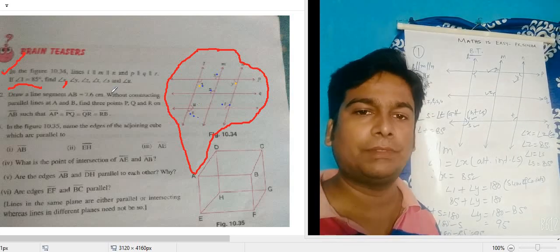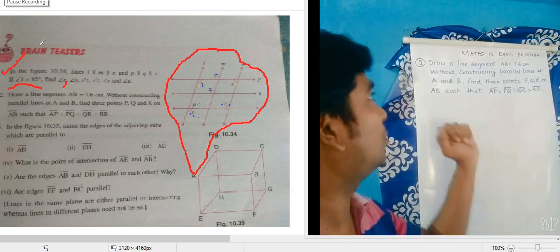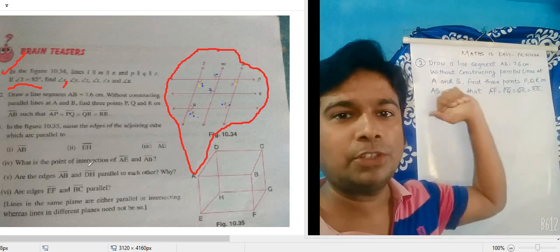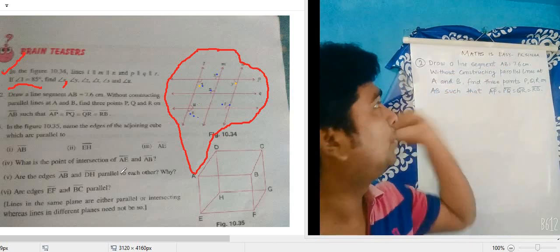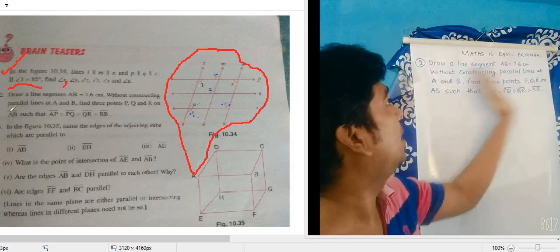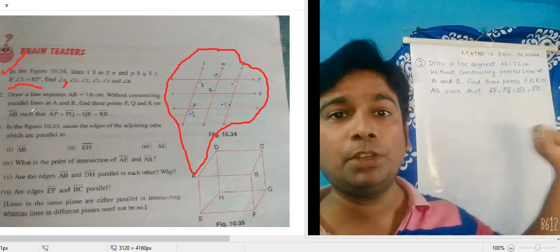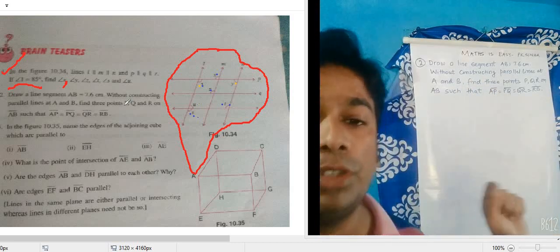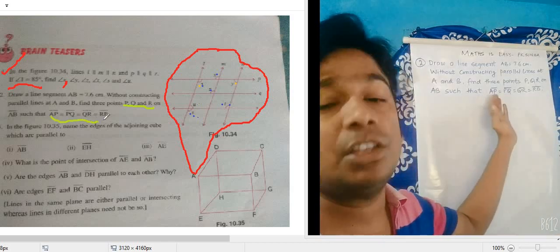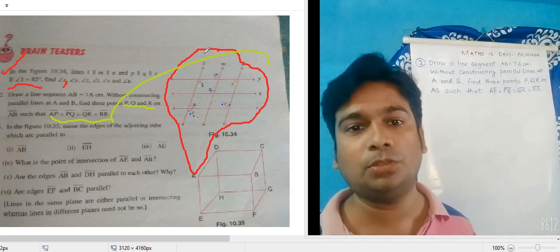Okay. Next we will see. Okay, let's see the next question. What is the next question? Draw a line segment AB of 7.6 centimeters. Without constructing parallel lines to AB at A and B, what we have to do? We have to find 3 points P, Q, R such that AP is equal to PQ is equal to QR is equal to RB. This we need to solve.